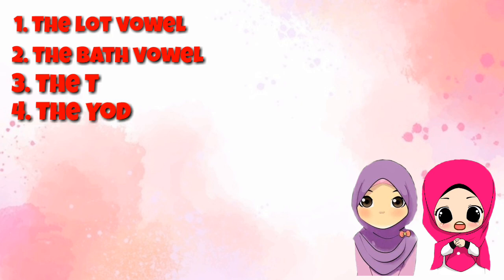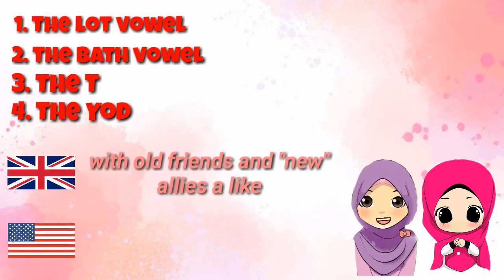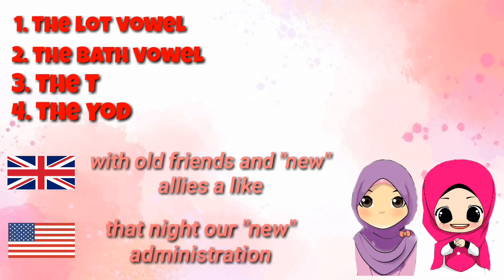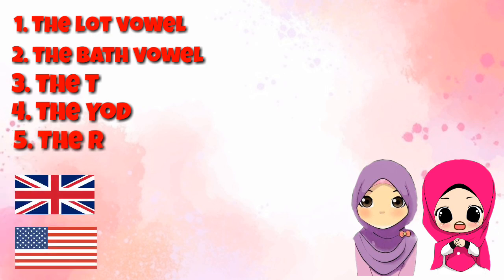The fourth is the yod. The yod describes the yuh sound in words like new. It will sound like nyew in British, but American don't. For example, with old friends and new allies alike. That night, our new administration. New. The fifth is the R.